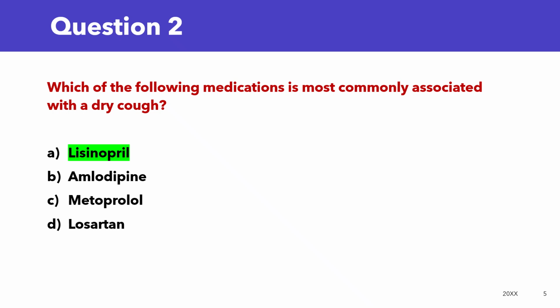Now, ACE, that enzyme, also breaks down bradykinin. So a medication like lisinopril inhibits the breakdown of bradykinin. What that does is that it builds up in the lungs and that can cause a dry cough. So this is kind of why ACE inhibitors are usually associated with a dry cough.